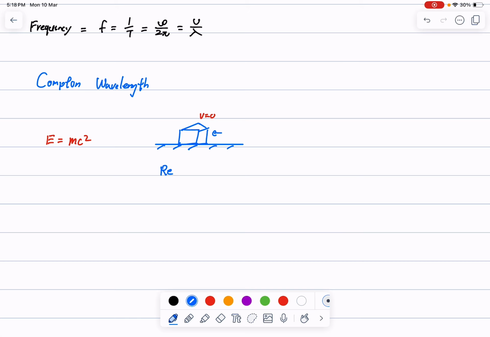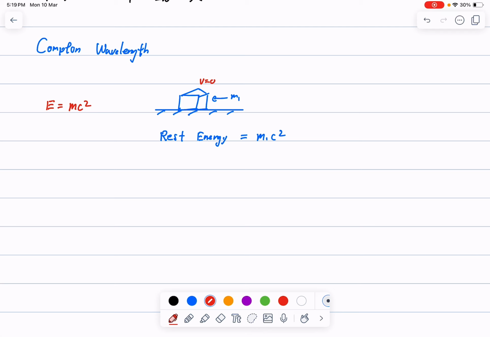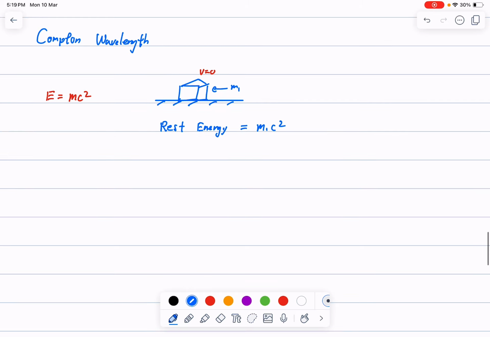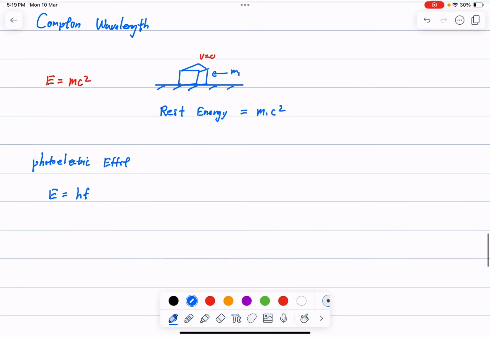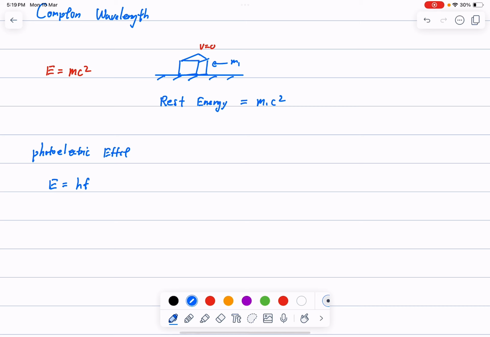So if this block has a mass of m1, the rest energy of it, where there's no velocity at all, no kinetic energy, it still has energy, is equal to m1 c squared, the equivalence of mass and energy, as Einstein derived. So the Compton wavelength relates this equation. We recall from the photoelectric effect that the energy of a laser, or a beam of light, is equivalent to E equals h times f, the frequency. And for the Compton wavelength, E is set to mc squared.